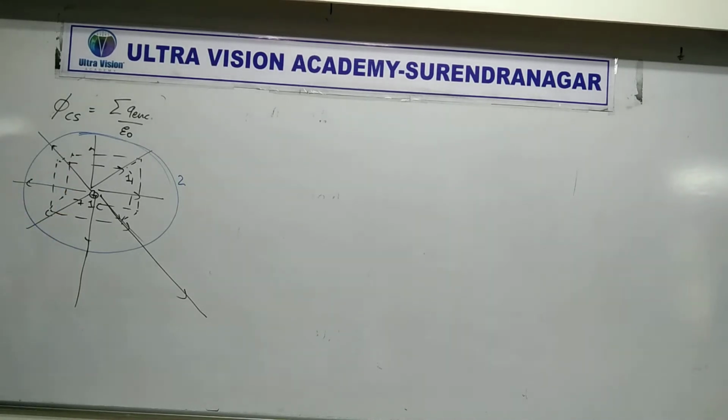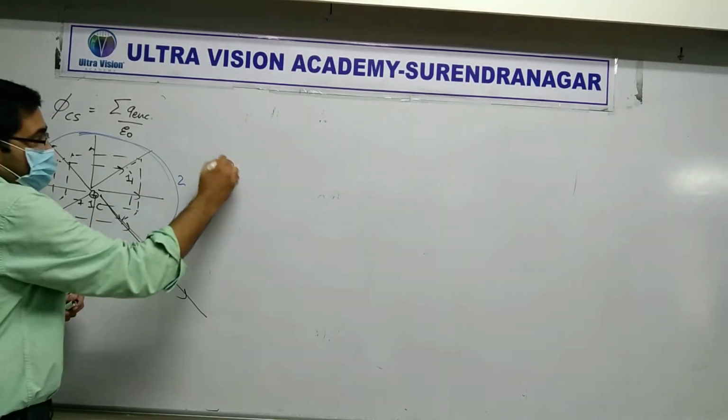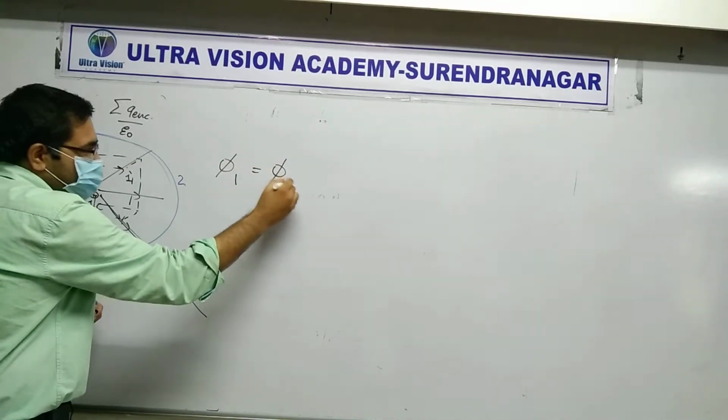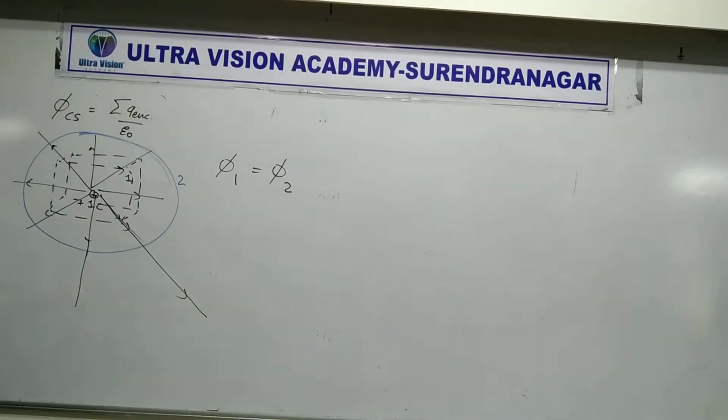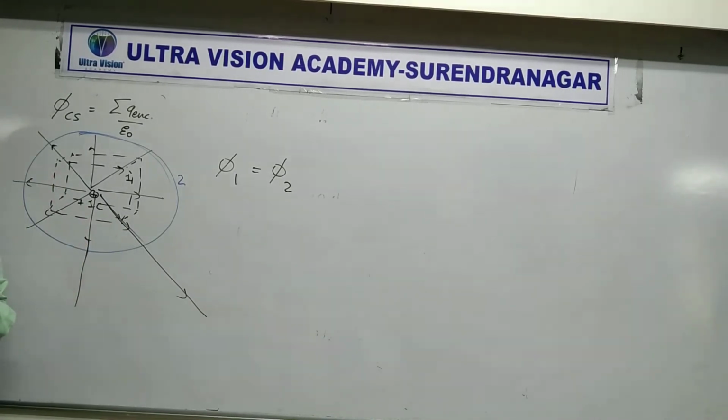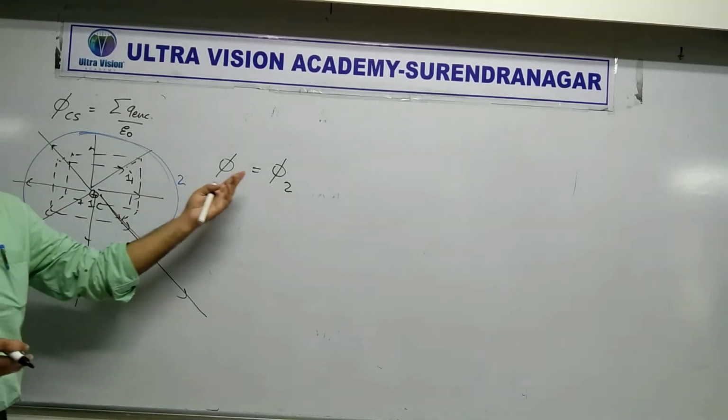Clear? Quite interesting that it means that the flux for the first surface and the flux for the second surface, their areas are different. Suppose this is a larger sphere, its area is more. Surface area is obviously more. Yes or no? Not only that, its shape is different. This is a cube and that's a sphere. Still, the flux is same.